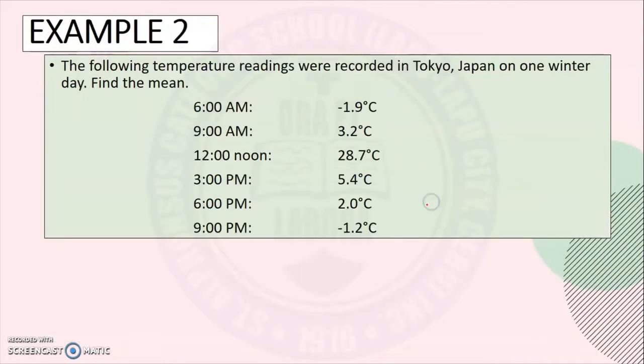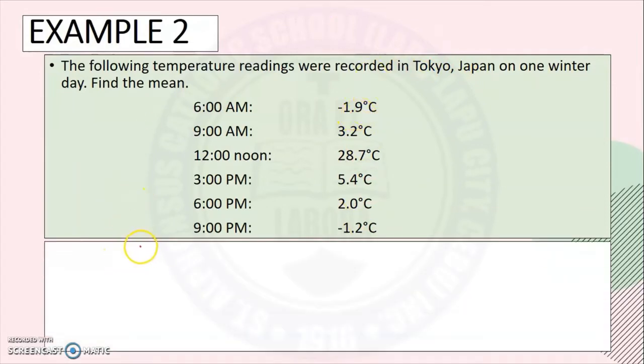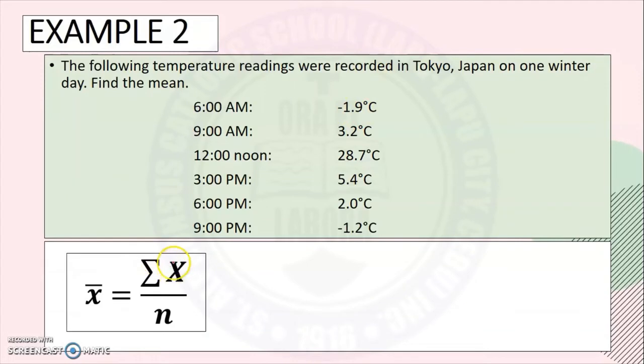Another example. The following temperature readings were recorded in Tokyo, Japan on one winter day. Let's find the mean. So these are the temperature readings in Tokyo, Japan. So let's try to find the average of these measurements. So first, formula. Mean is equal to the sum of the values divided by the number of values.